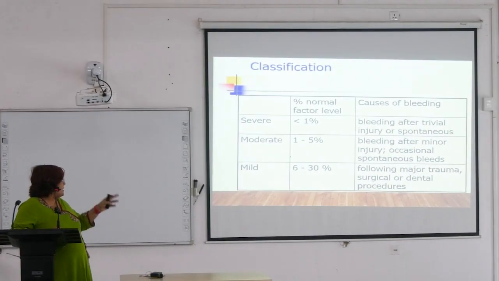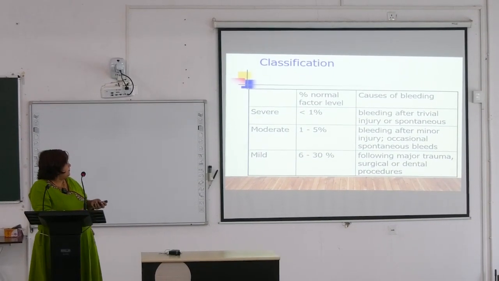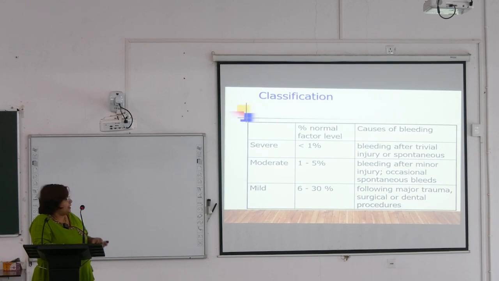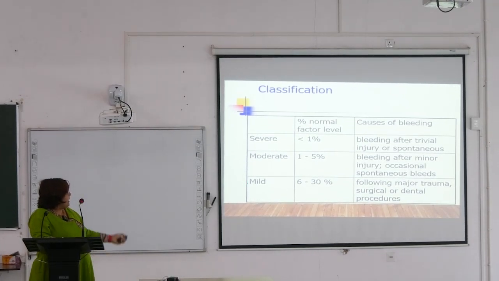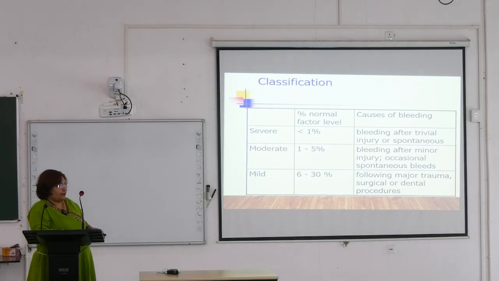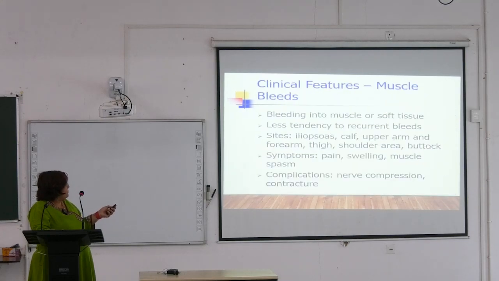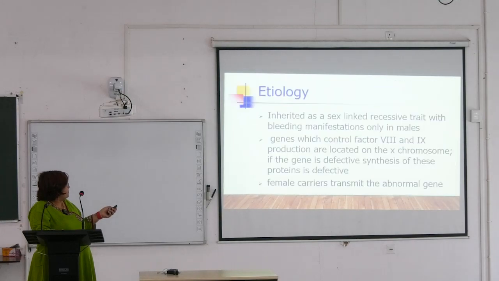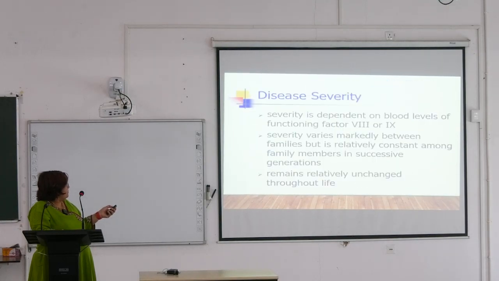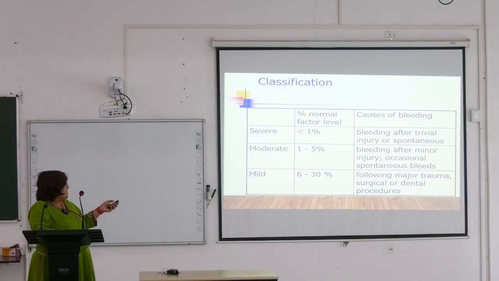Now the classification. The classification depends on the level of factor 8 in the blood. It can be classified as severe, moderate and mild. Severe hemophilia refers to a factor level of less than 1%. Less than 1% of the factor 8 level leads to severe hemophilia. In severe hemophilia, you will find bleeding after trivial injury, or there may be spontaneous bleeding.